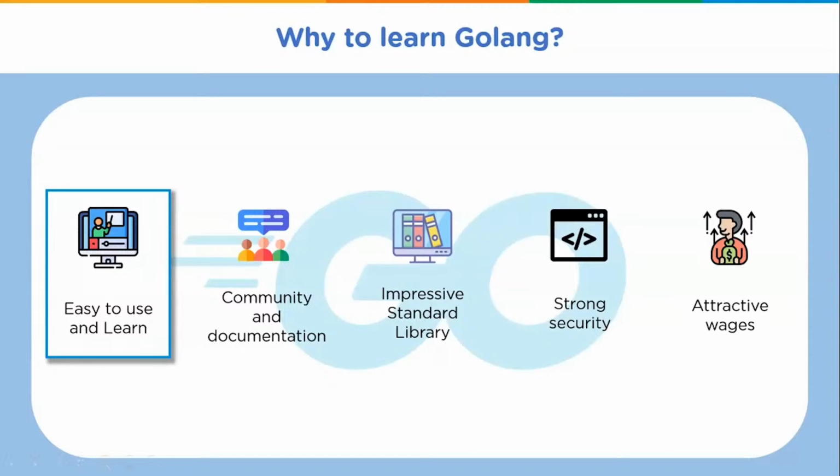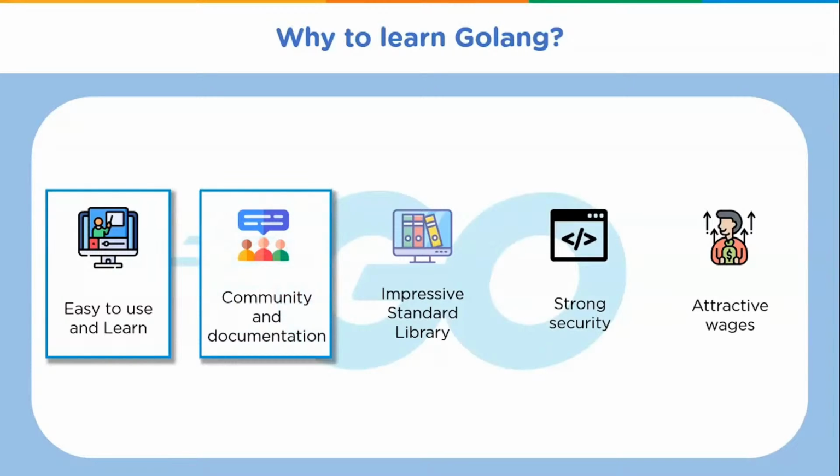The next point we consider is community and documentation. You can find the documentation on the official website, that is golang.org. Go has solid and easy to read documentation. Apart from documentation, Go also has a supportive and active community. You can use the hashtag Golang whenever you get stuck on Twitter to reach out to the community.